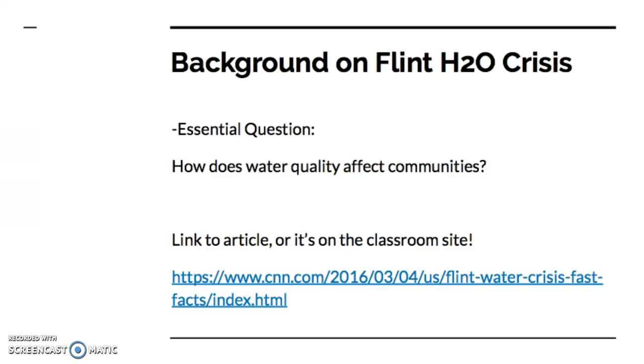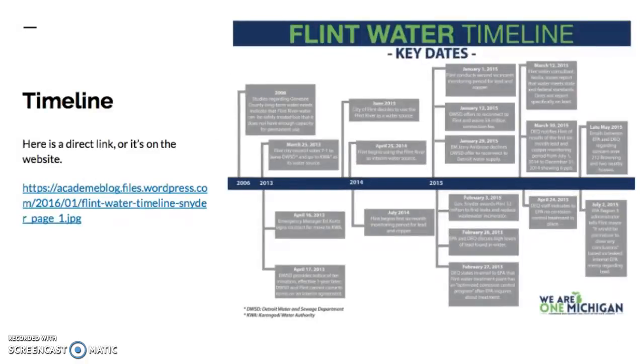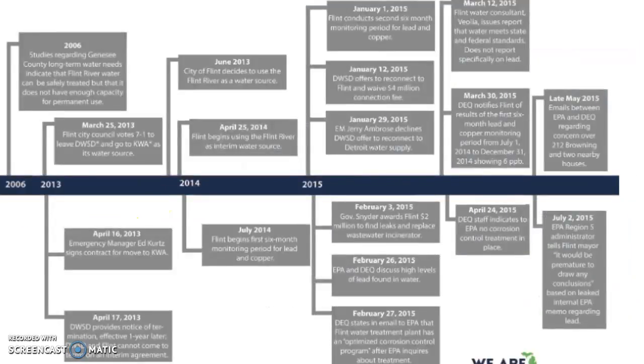Moving on, we have the Flint water timeline. This is a very small picture, so we also have the link, and it's also on the class site, so let's go look. Here's the larger picture that you can go through and identify what's going on with this timeline. There's going to be some questions on it for the quiz, so make sure you take a good look at it.